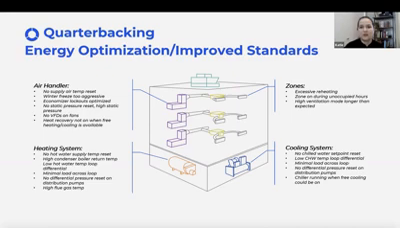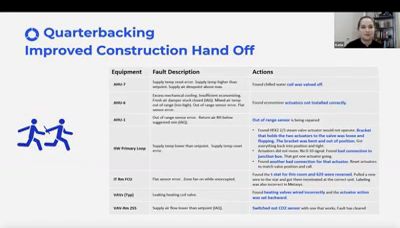The other thing that it can really do is help you to improve your standards. If you notice that you're getting a lot of faults for different things that are not operating per the new design, you can start to make those changes and then make it part of your standard operating procedure for your sequence of operations.